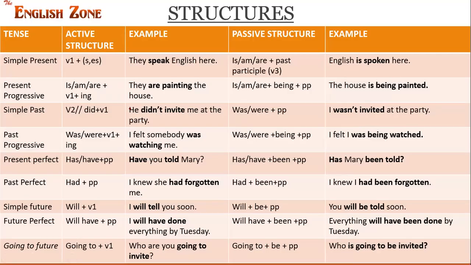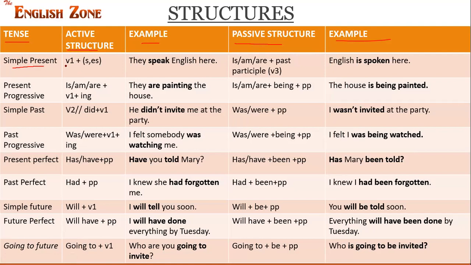That's the structures. What is the structure now? If we discuss the tenses, this is about all the tenses. This is the active structure. This is an example. This is the passive structure. And again, this is an example. Now we'll understand everything with the help of the examples. So if we discuss first of all the simple present tense, right?